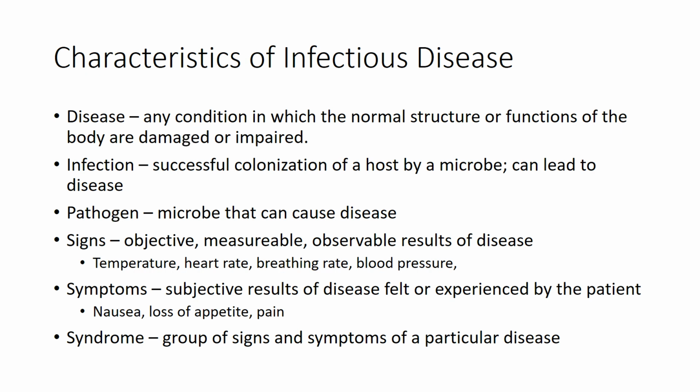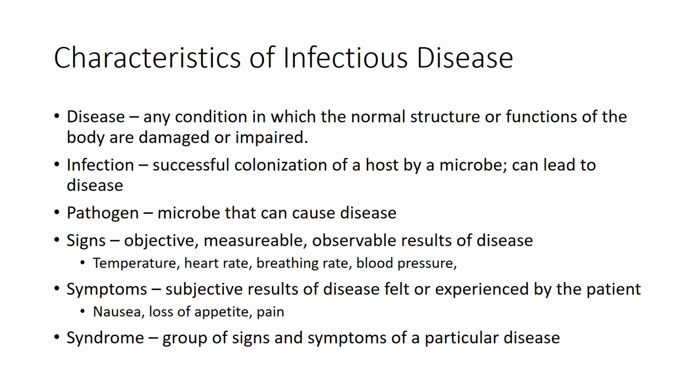What we're particularly interested in this class are infectious diseases. So, in order to have an infectious disease, you need an infection, which is successful colonization of a host by a microbe. Now, not all infections can lead to disease. We have infections of our normal microbiota. They don't cause disease. But an infectious disease is a disease where an infection of pathogens has led to this change in the normal structure or functions of the body, causing disease. And we've been using the term pathogen, but just to be complete, a pathogen is a microbe that causes disease.